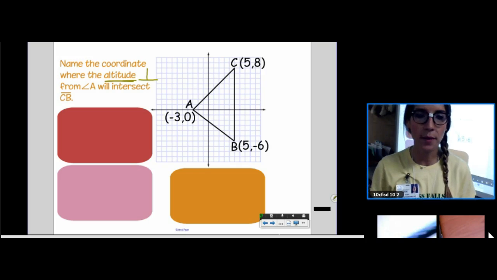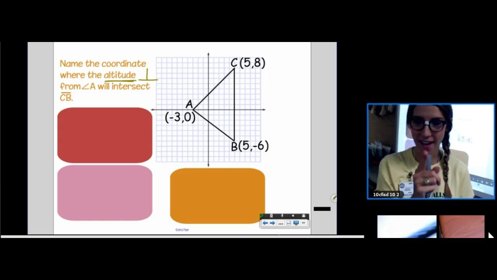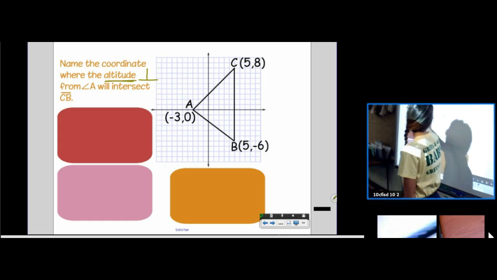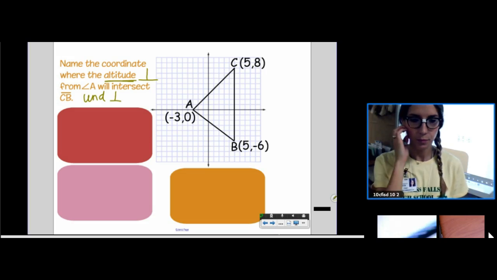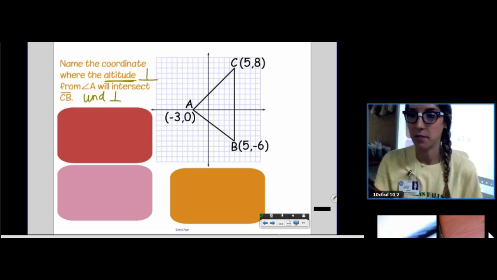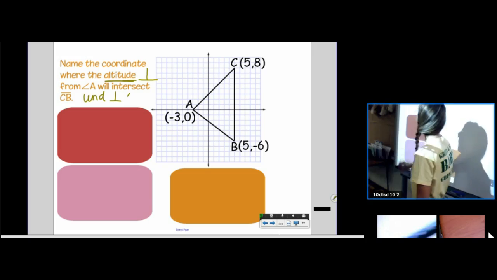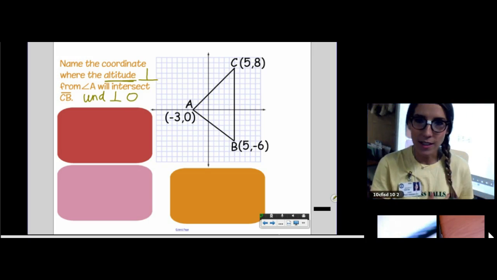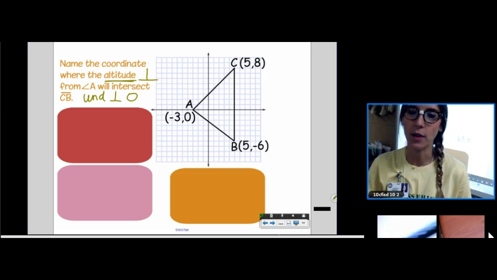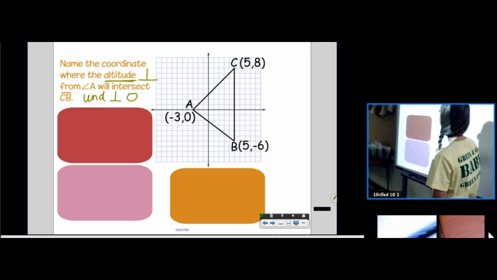What is the slope of CB? What's the slope of that segment? Undefined. Very good. So if I want to be perpendicular to undefined, what slope would my segment have? 0. Yep. And we know that CB was a vertical line, and we know a horizontal line is perpendicular to a vertical line. So we didn't really have to do any math here.